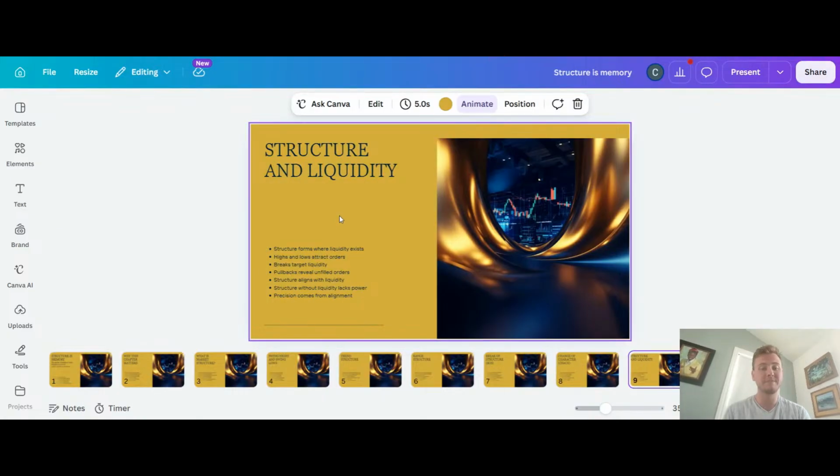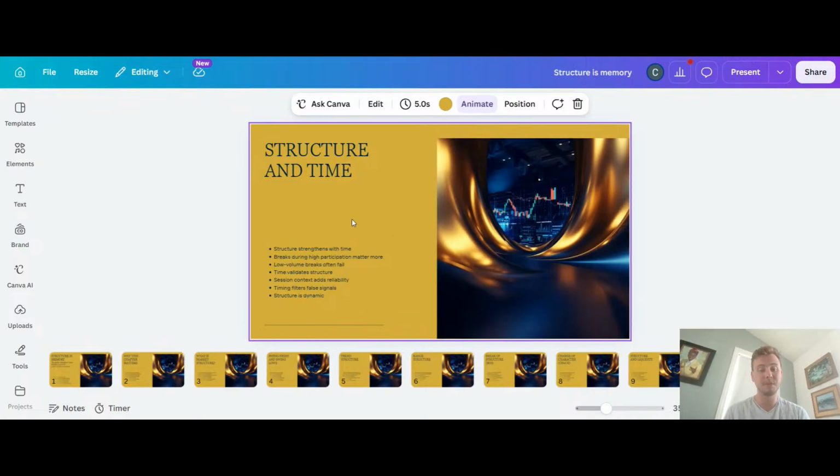Structure and liquidity. Structure forms where liquidity exists. Highs and lows attract orders. Breaks target liquidity. Pullback reveals unfilled orders. Structure aligns with liquidity. Structure without liquidity lacks power. Precision comes from alignment.